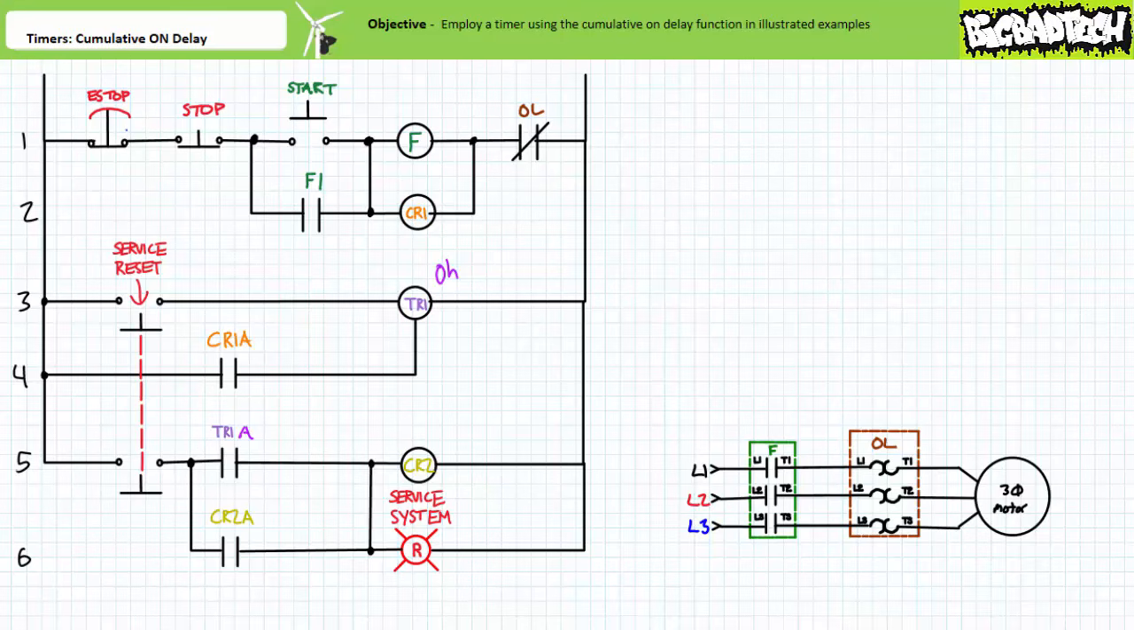Opening service reset in rung 5 de-energizes the coil of regular control relay CR2 and the service system light. Contact CR2A opens and removes the holding circuit. When service reset recloses, we've returned to the start state of our system, with the timer powered up and the accumulator back at 0 hours of service. The system can be returned to production, and after another 100 hours of discontinuous operation, the system will automatically notify maintenance personnel of its needs.